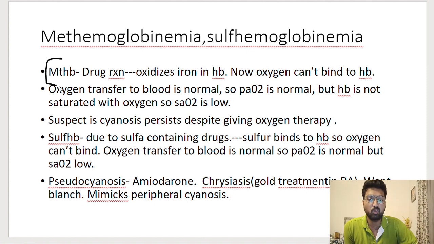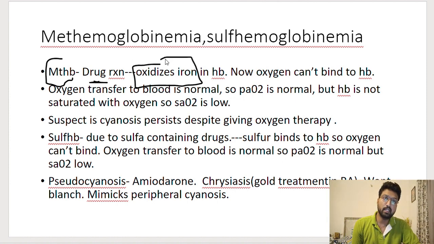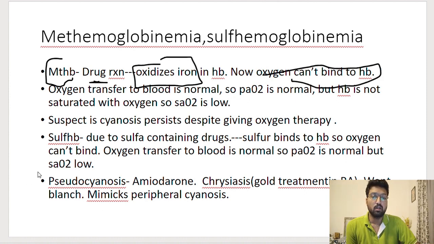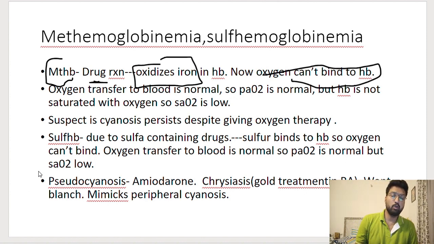What is happening in methemoglobin? Patient is taking a drug. Usually, the drug is a nitrate. When the patient takes the drug, the iron gets oxidized. Once iron is oxidized, it cannot accept any more oxygen. So oxygen cannot bind to hemoglobin.